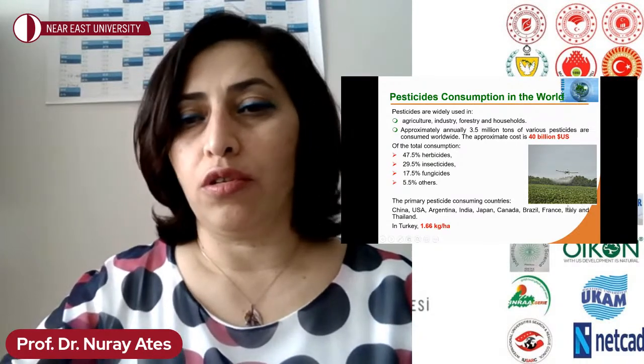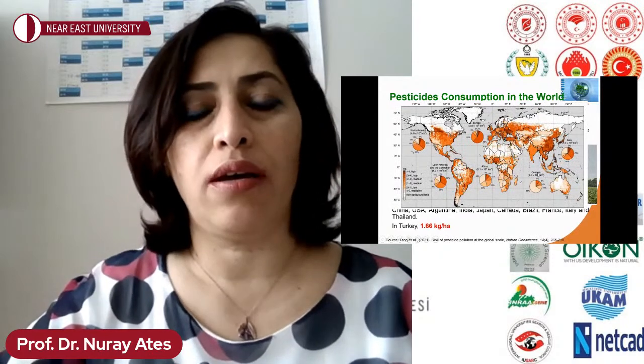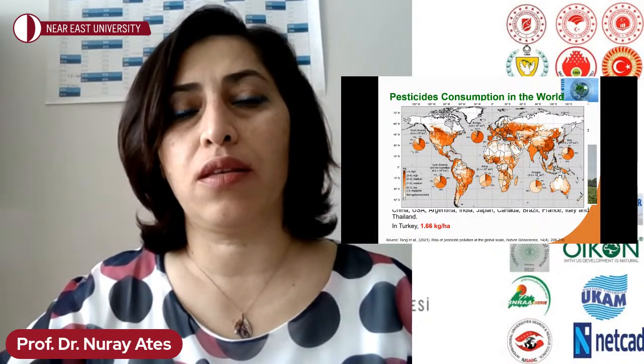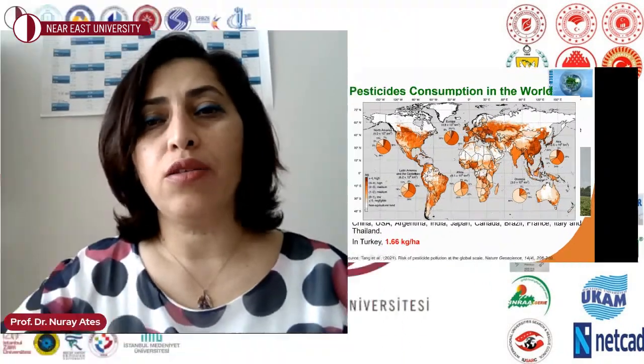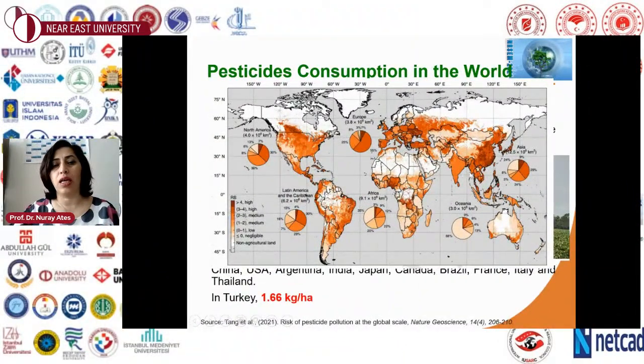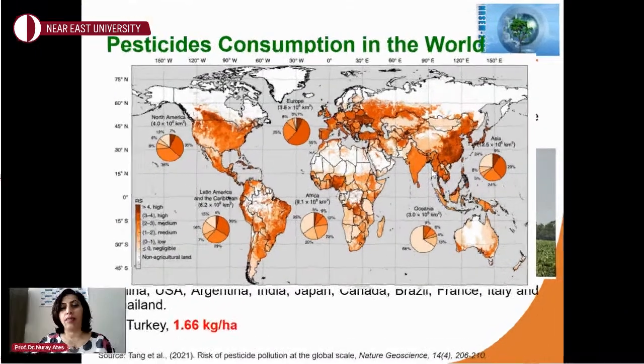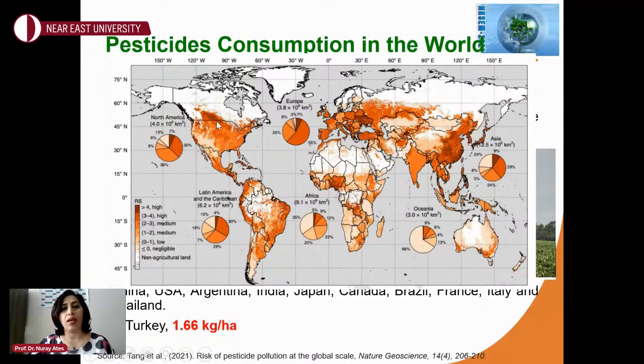I want to show you a map. In this map, you can see the density of pesticide consumption in the world. As you see, the most pesticides are used in China, Japan, USA, Canada, and also Brazil. When we look at Europe, France and Italy are the highest-using countries, and Thailand follows them. In Turkey, the amount of pesticide used is annually 1.66 kilograms per hectare.